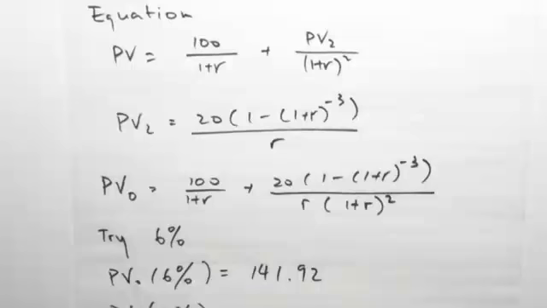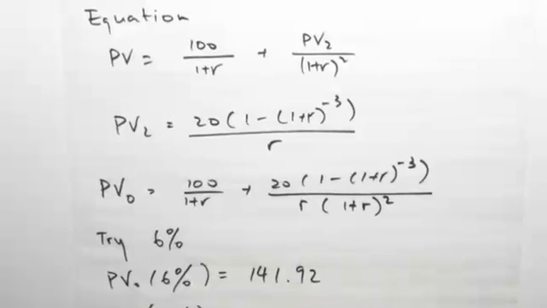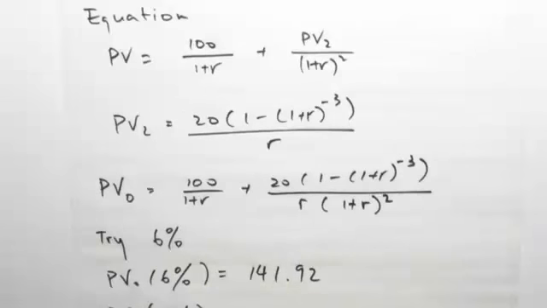Okay, so we're going to try 6%, and all I do is put 6% into here, here, here, and here, and we get the present value to be 141.92, which is higher. So if the present value is too high, it means our interest rate is too low, because the two things are inversely related to each other.